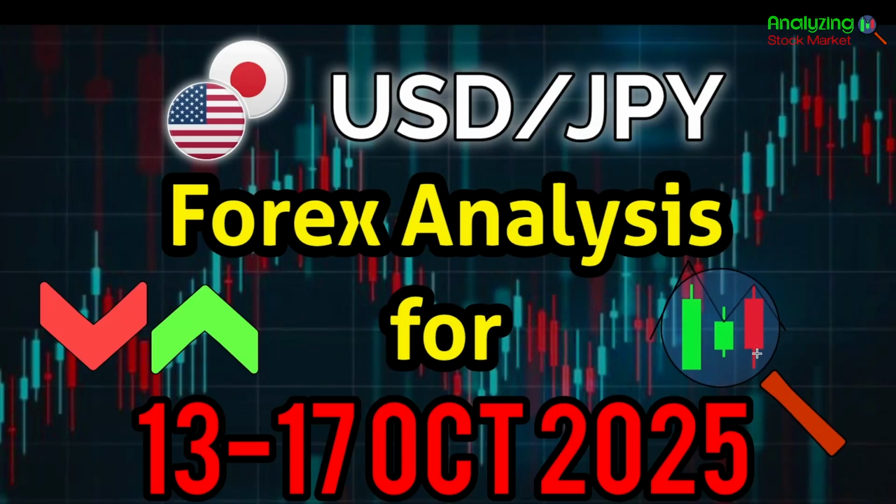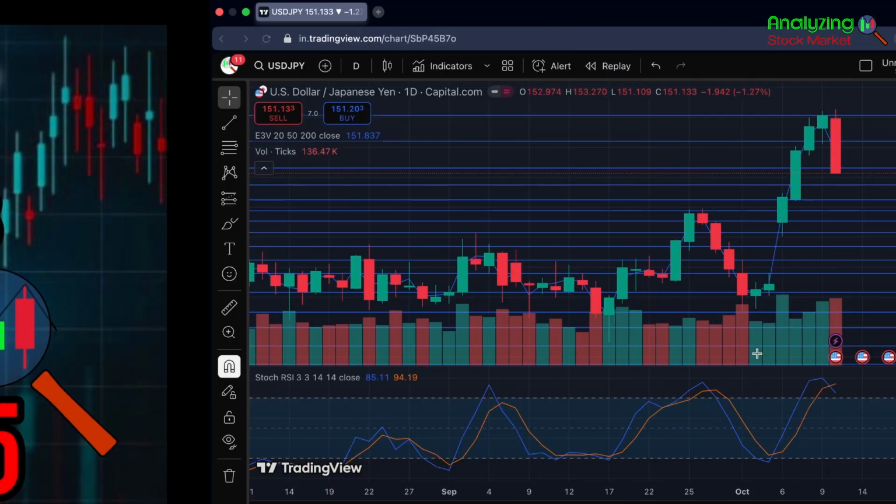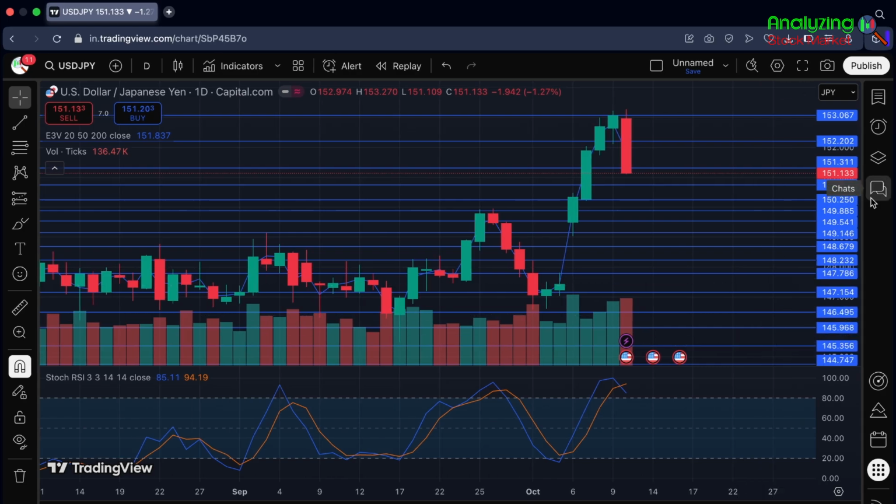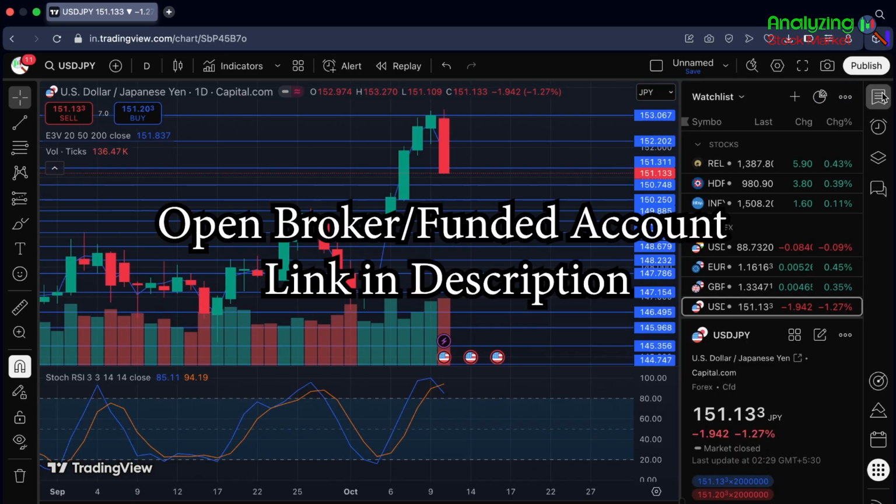Today we'll be talking about the USD JPY pair and we'll do the Forex analysis for 13th to 17th October 2025. So let's go straight to our chart. First, let's see what happened in USD JPY on Friday. As we can see, on Friday there was a 1.27% negative move, and 151.133 was the closing on Friday.